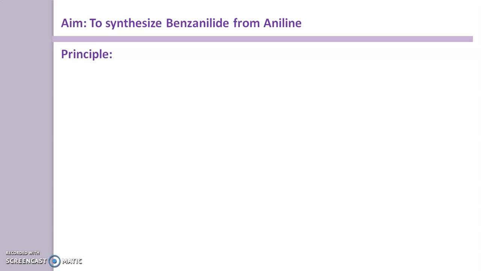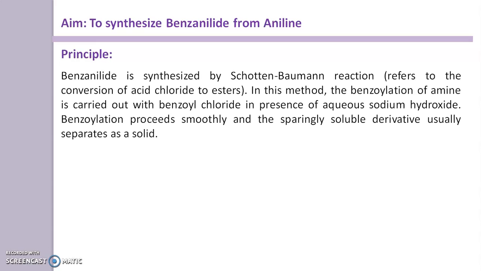The basic principle involved is that benzanilide is synthesized by the Schotten-Baumann reaction. Actually, the Schotten-Baumann reaction refers to the conversion of acid chloride to esters. But here in this method, benzoylation of amine is carried out with benzoyl chloride in the presence of aqueous sodium hydroxide. Benzoylation proceeds smoothly and the sparingly soluble derivatives usually separate as a solid.